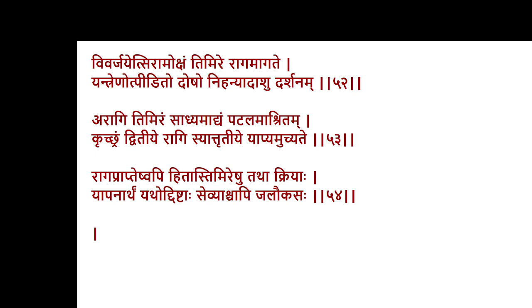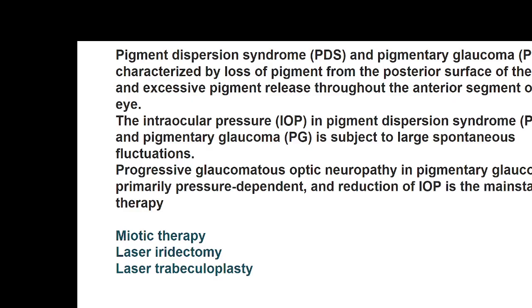Even in case of raga prapta conditions, where there are pigmentary changes, like when I say raga prapta, which has become somewhat opaque, in such conditions, for the yapana, to prolong the course, the same protocol of the treatment could be considered. From the current point of view, we consider that stage as pigmentary dispersion syndrome or pigmentary glaucoma, which are characterized by the loss of pigment in the posterior surface of the iris and excessive pigment released throughout the anterior segment of the eye.